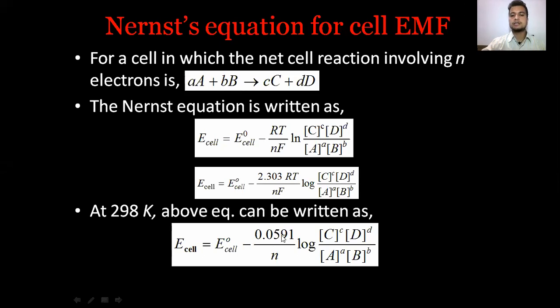So these are the two expressions. The last expression is at 298 Kelvin, and the expression above it is nothing but the expression at a temperature other than 298. So these are the two forms of the Nernst equation which we have to know. The previous one is for electrode potential. This is for the cell potential.